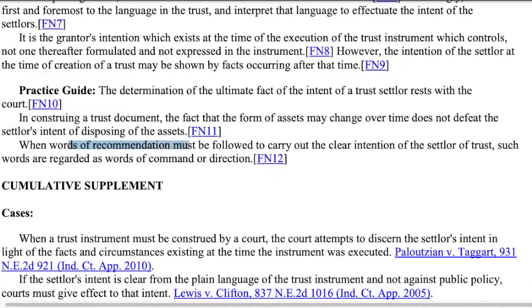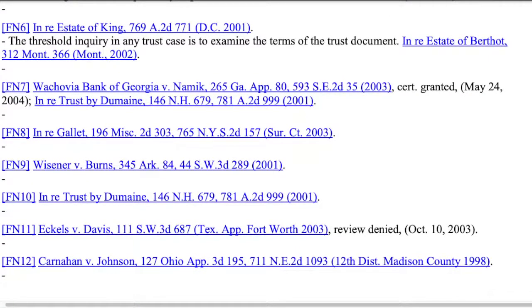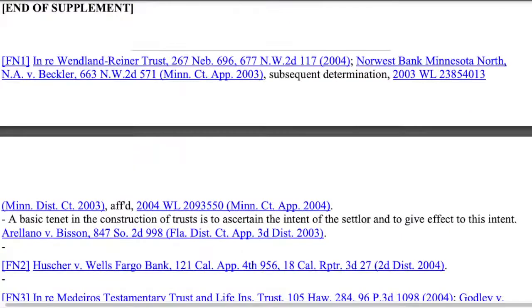When words of recommendation must be followed to carry out the clear intention of the settlor of the trust, such words are regarded as words of command or direction. What words? When words of recommendation must be followed to carry out the clear intention of the settlor of the trust, such words are regarded as words of commands, imperatives, or direction. 1998, Ohio. Great stuff.